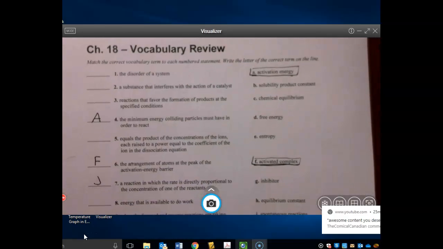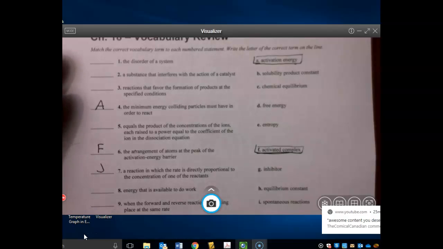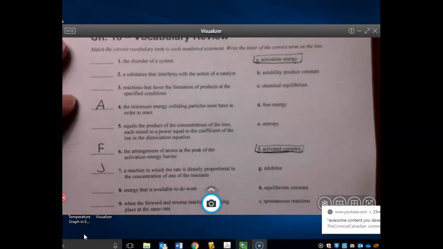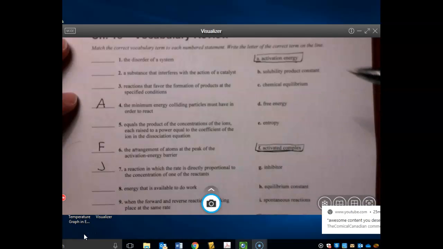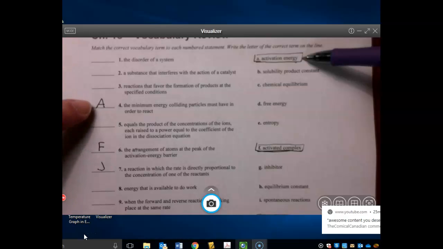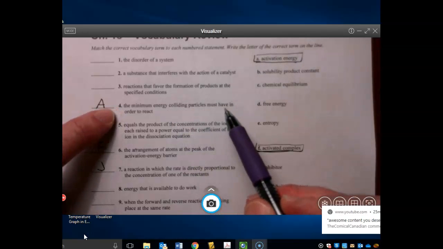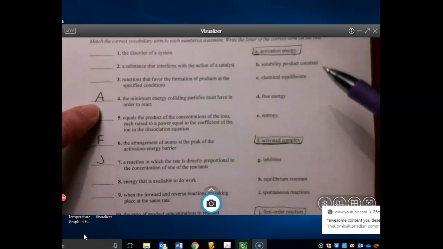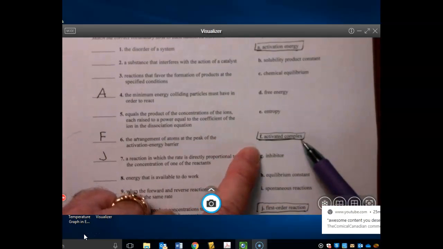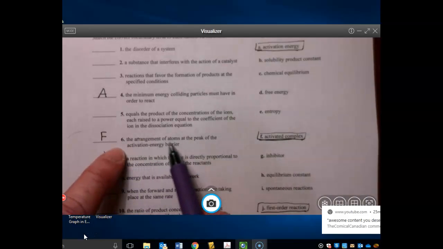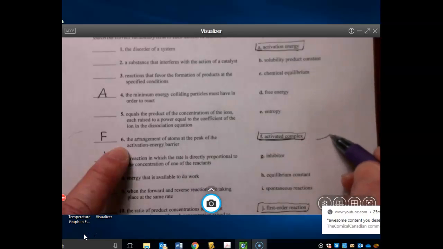And then the last thing that was on your quiz for 18.2 was some vocabulary. Now, not all of these terms are on there. Activation energy was a term that was on your quiz. Activation energy is number 4 here, the minimum energy colliding particles must have in order to react. And then F, activated complex. The activated complex is the arrangement of atoms at the peak of that activation energy barrier. It's the arrangement of the atoms when you're up there at the peak of the activation energy barrier.